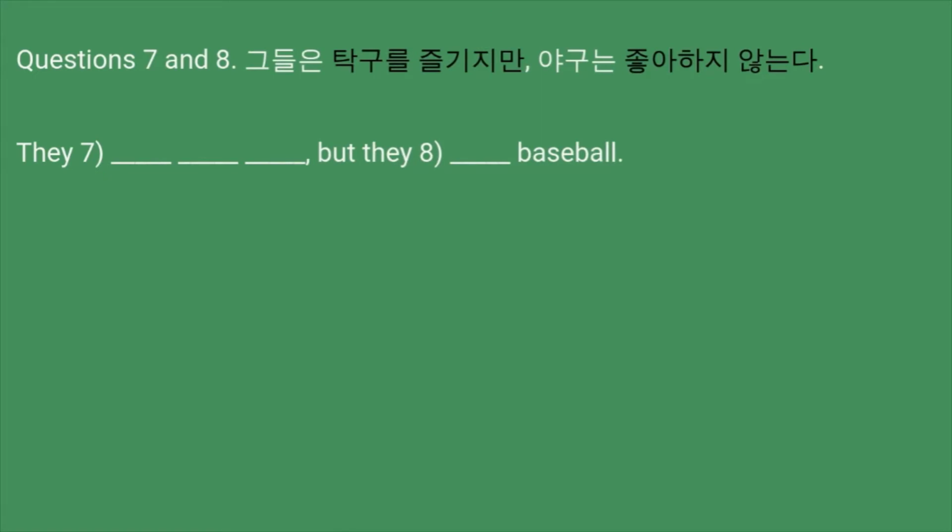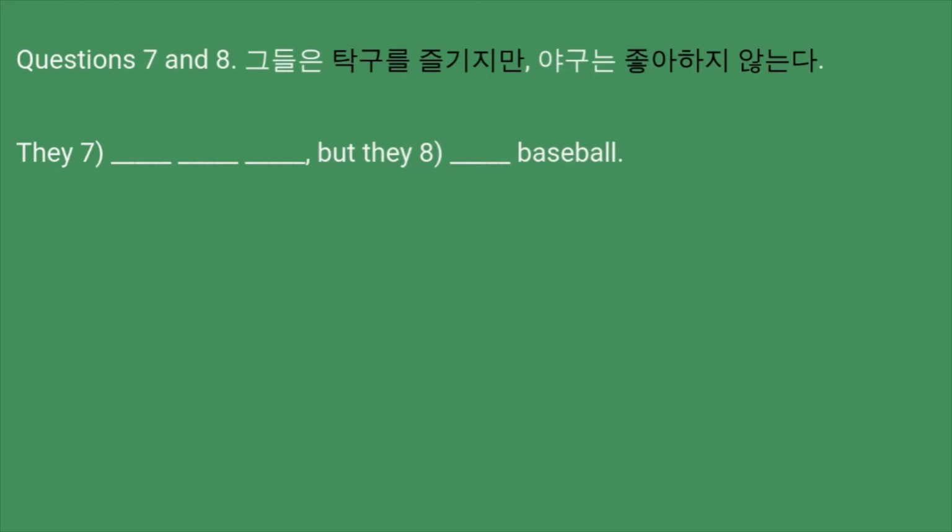So now let's look at questions 7 to 15. For questions 7 to 15, we need to complete the English sentences using proper grammar. Okay, we need to make these English sentences match the meaning of the Korean sentence on the left. So now let's look at questions 7 and 8. So this sentence, we've got they something, but they something baseball.